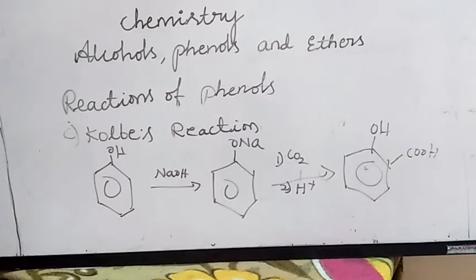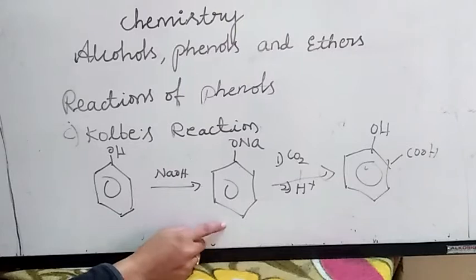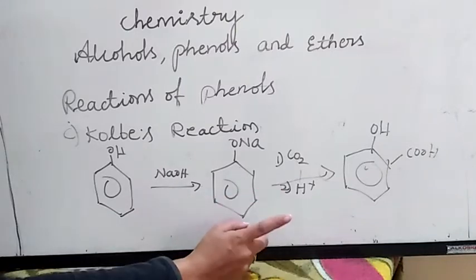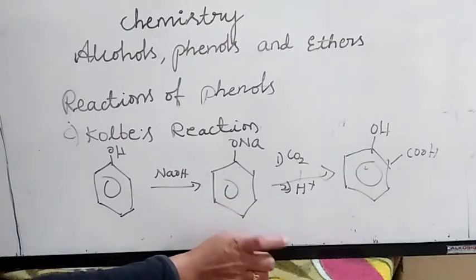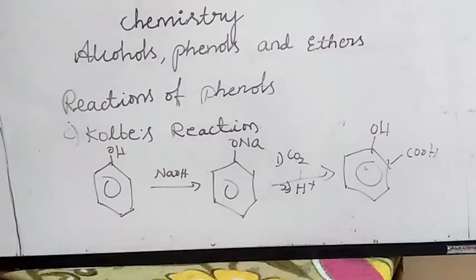Keep it in mind that Kolbe reaction is a named reaction. Phenol treated with sodium hydroxide gives sodium phenoxide, and then treated with carbon dioxide and H plus ions, we are going to get salicylic acid. This is number C. Then number D.